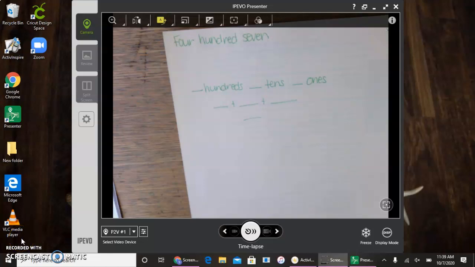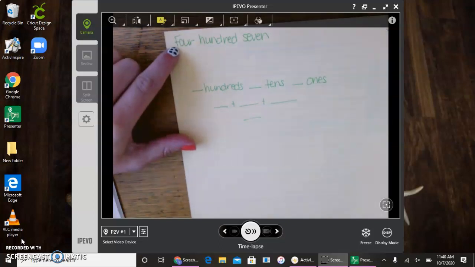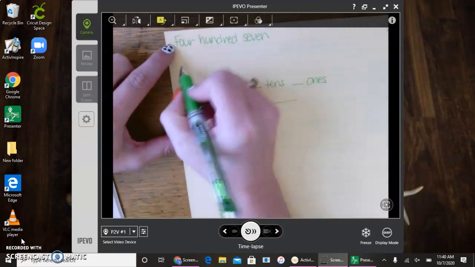Good afternoon. All right, so today for math, we are learning different forms of numbers. They are going to give you a whole bunch of examples and they're going to have you draw and also write the numbers. So if my number is 407, I'm going to draw my picture for 407.